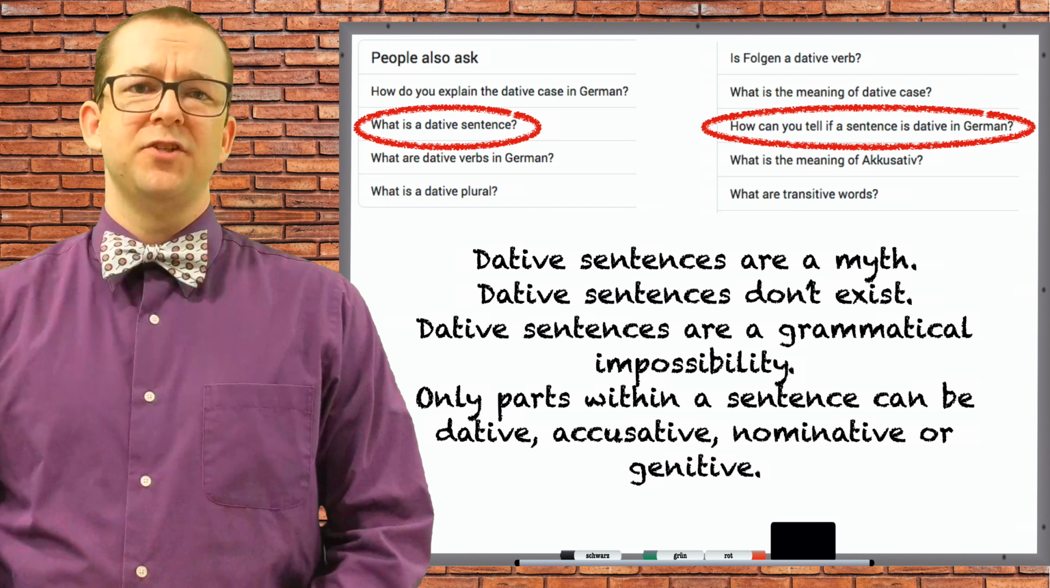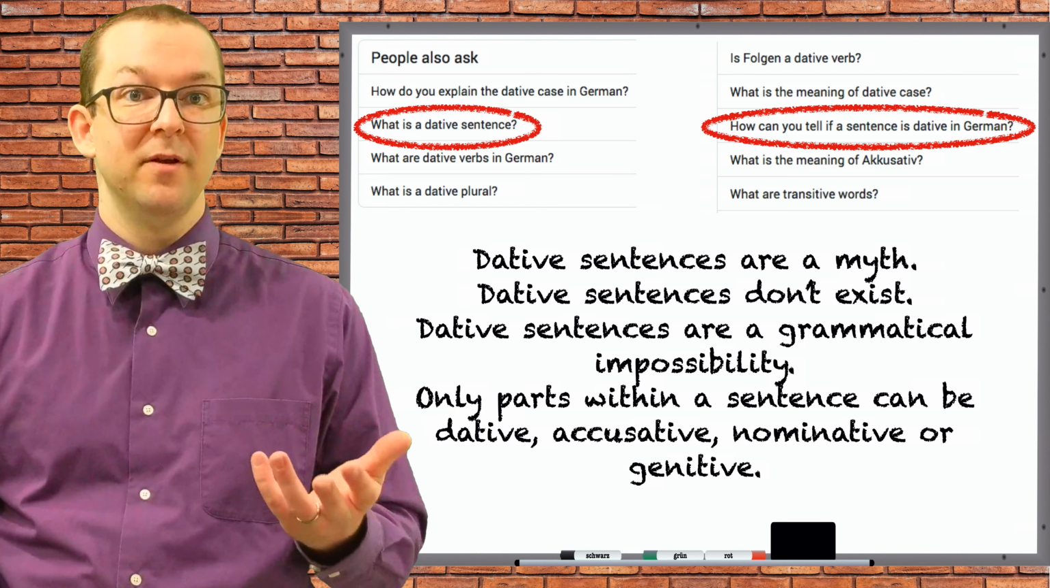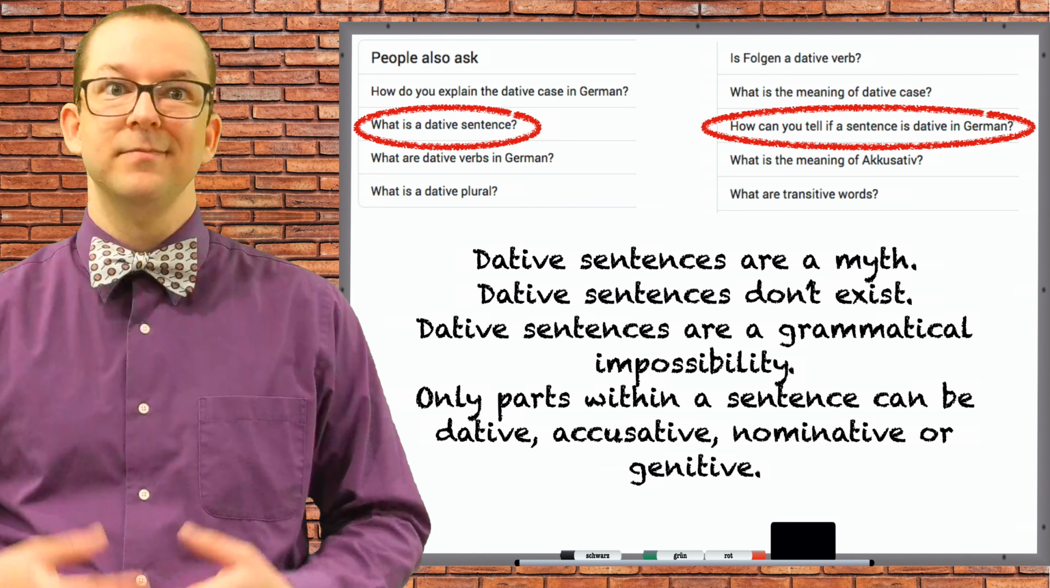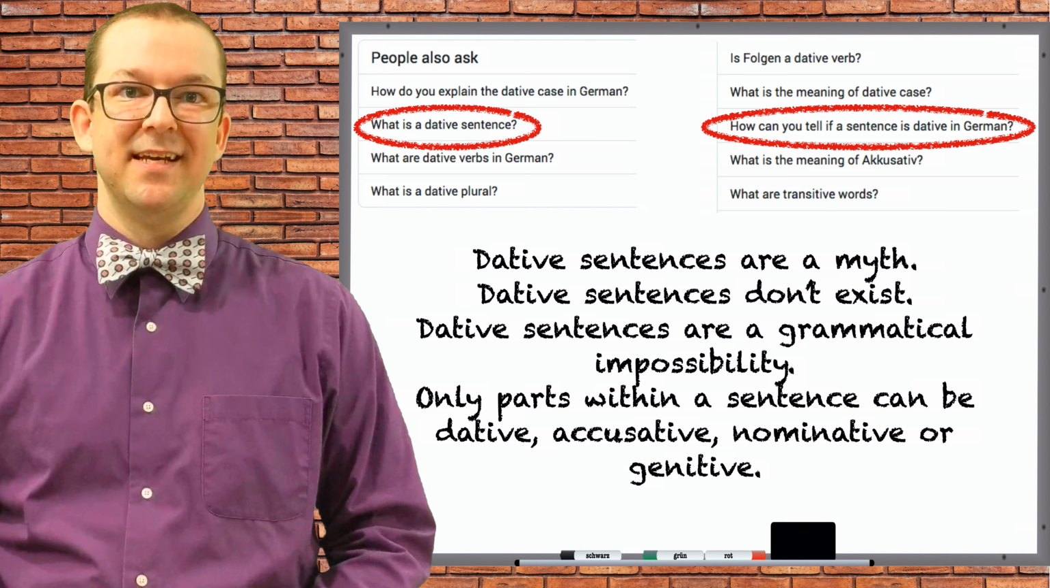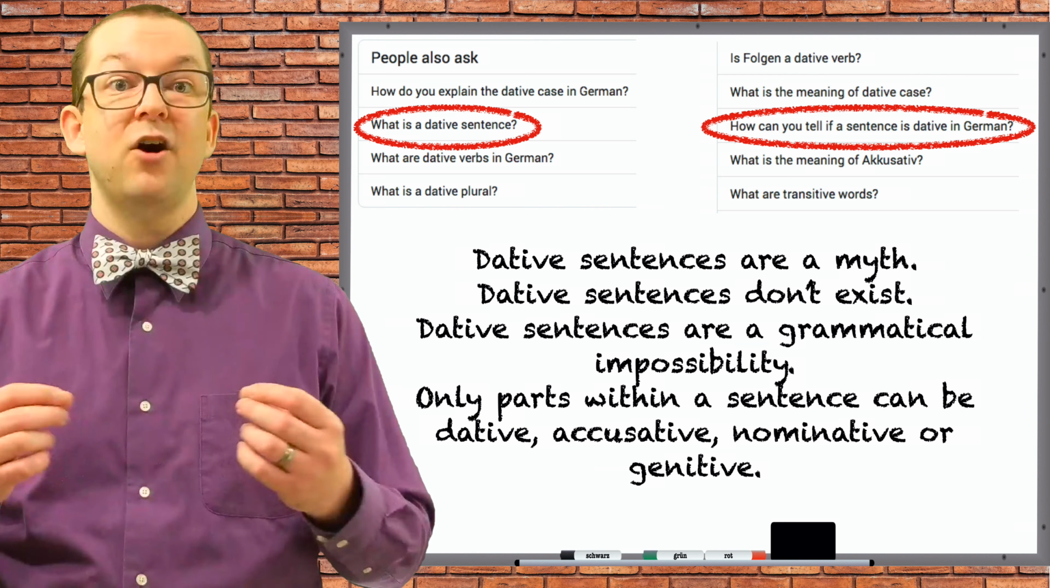So the answer to the questions, what is a dative sentence, or how can you tell if a sentence is dative in German, is simple. Dative sentences are a myth. They don't exist. They never did exist. They never will exist. It's a grammatical impossibility for them to exist. Dative sentences are a lie.